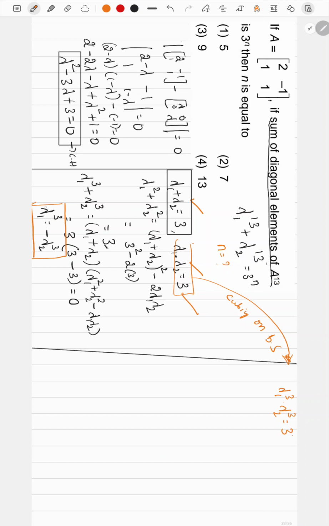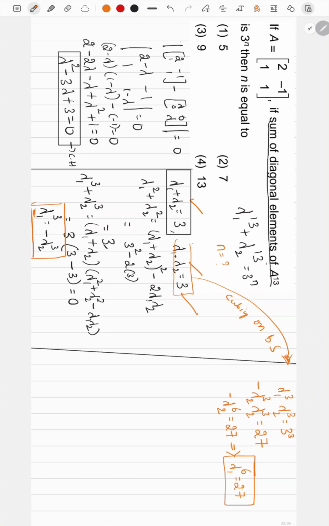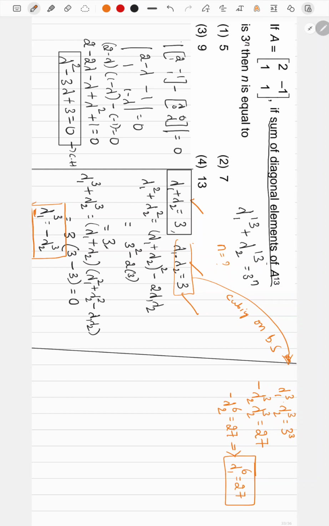Since lambda 1 whole cube is nothing but the negative of lambda 2 whole cube, substitute that: minus of lambda 2 whole cube times lambda 2 whole cube is equal to 3 cube, 27. This total is lambda 2 whole power 6 is equal to minus 27. We can write this as lambda 1 whole power 6, which is also equal to 27. Once we get this one, the remaining thing is easy.